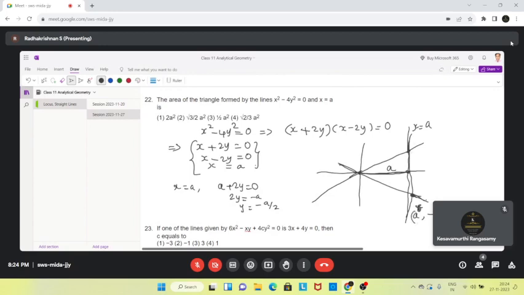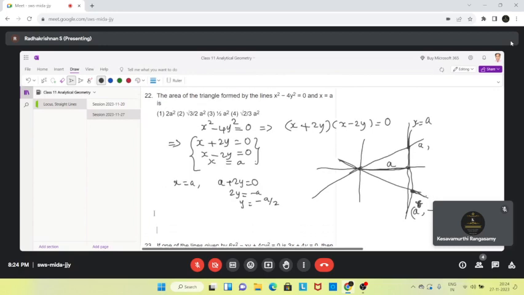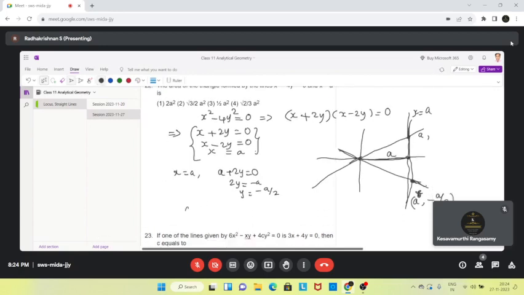So this point is a, comma, minus a by 2. Similarly, the second line, a minus 2y equal to 0. That means 2y equal to a, or y equal to a by 2. So this point is a, comma, a by 2. Okay. So this point is a, comma, minus a by 2. This point is a, comma, a by 2.